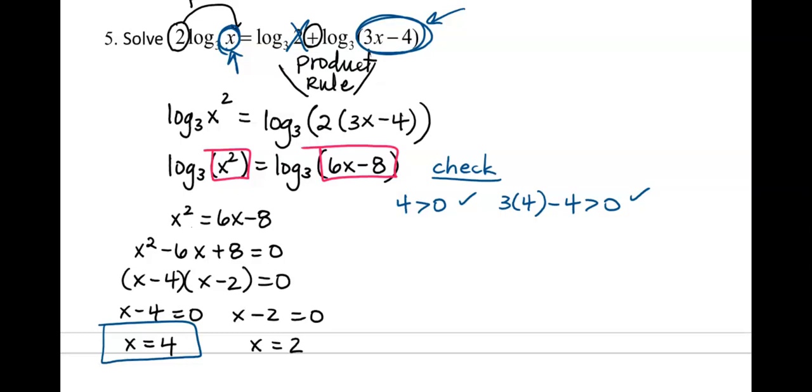Let's check the second solution of 2. Plugging it into the first one, 2 is greater than 0, so that is a valid solution for that piece. Going on to the next one, replacing x with 2, 3 times 2 minus 4 is also greater than 0, and so both of these values are solutions for this equation in example 5.